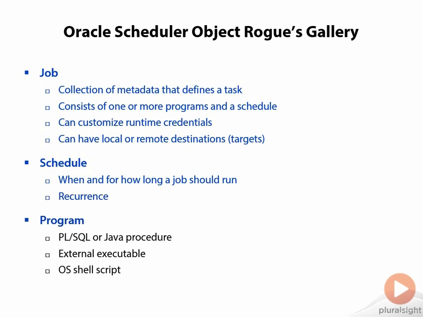Finally, we have the program, and the program refers to a discrete unit of work that could be a PL/SQL package or a Java procedure. It could be an OS shell script. It could even be an external executable program file. It's neat that the scheduler system is modular such that you can create individual programs. Maybe you have a program that's a script that performs an RMAN database backup. Why is that cool? Because you might have different jobs that run on different schedules, and you may want to reuse that particular program. Do you see what I'm saying?